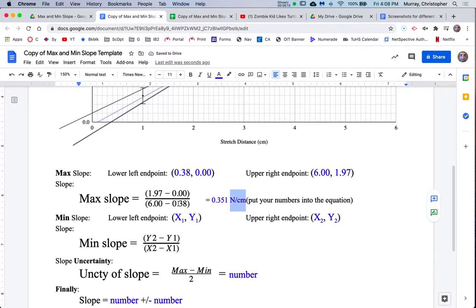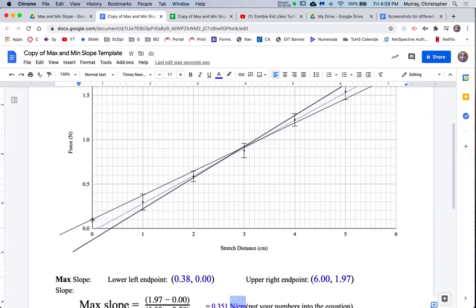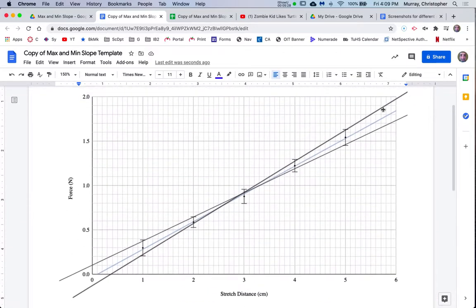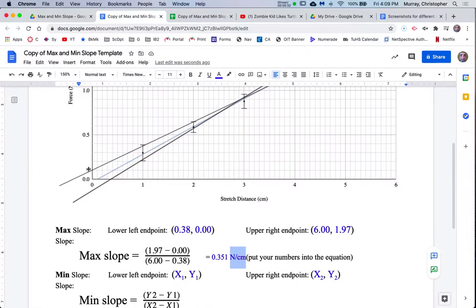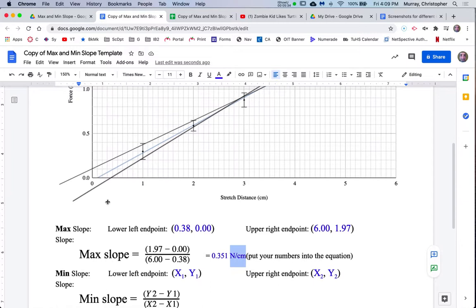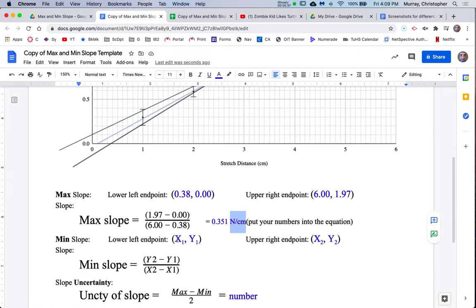So this is good. This looks like I'm good, and I'm just checking my maths, and I think I've got that right. Okay, so now let's do the minimum slope. The minimum slope is this line here, and there's the lower left, and here's the upper right. For minimum slope, this one's easy. The x's are easy, right? Because the x at the lower left is 0.